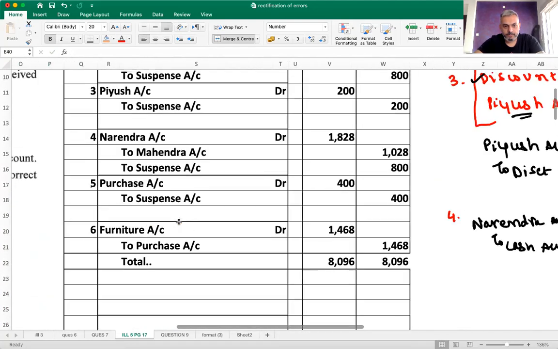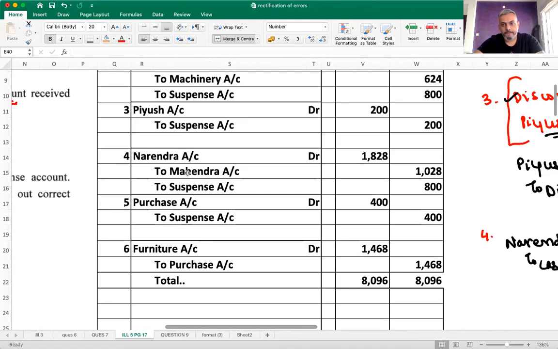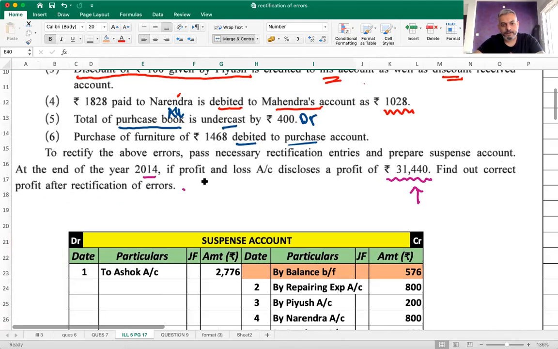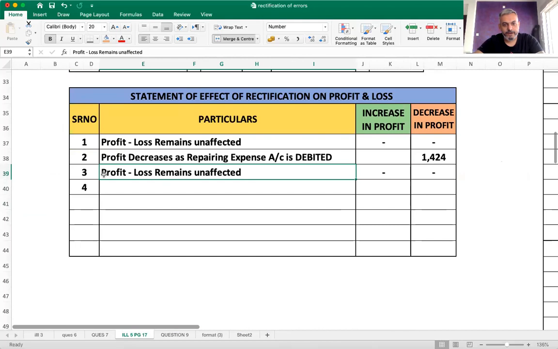Fourth one, Narendra Mahendra suspense. Profit increase or decrease? Nothing will come. Nothing will happen. So we write this. Profit loss remain unaffected.